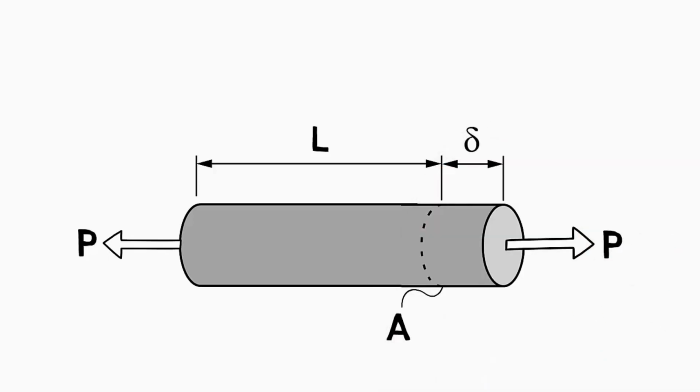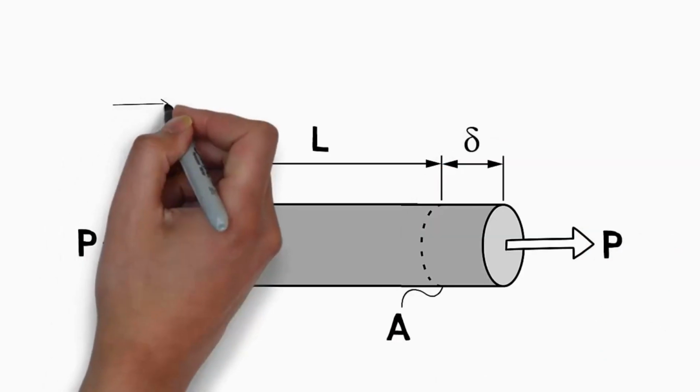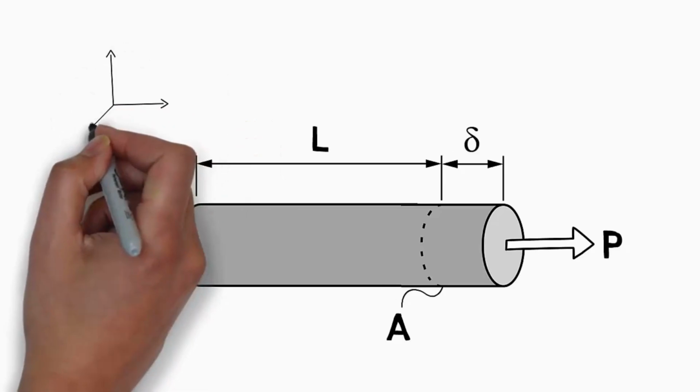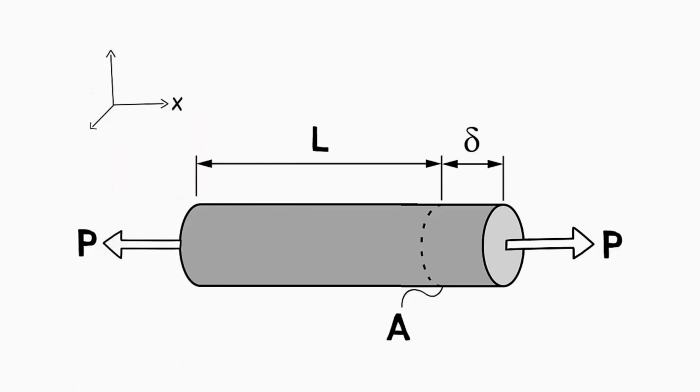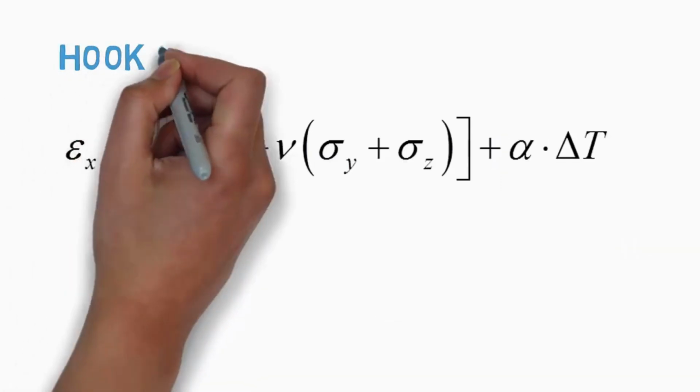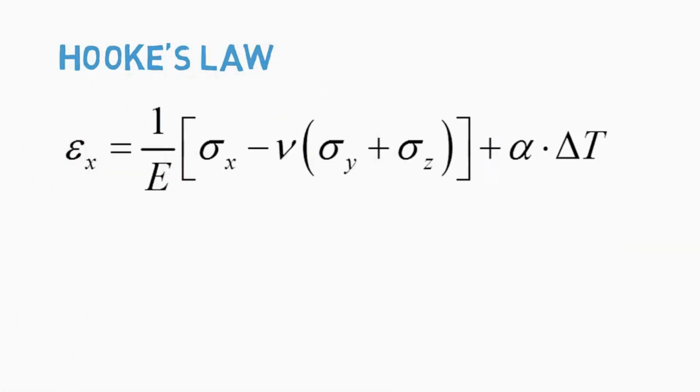Before we can apply Hooke's law, we need to establish a local coordinate system for our rod. We will do so by aligning the x-axis with the axis of the rod. The directions of the y and z axis do not matter as much due to the axisymmetric nature of the problem, so we will just draw them as shown here. We can now look at Hooke's law in relation to our problem.